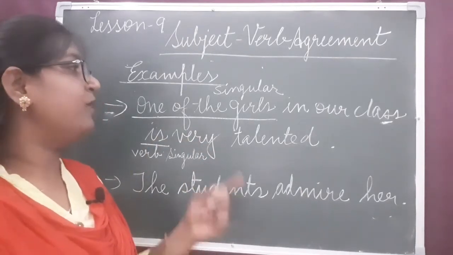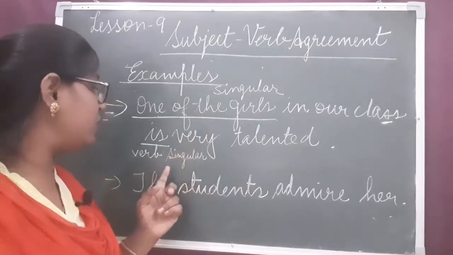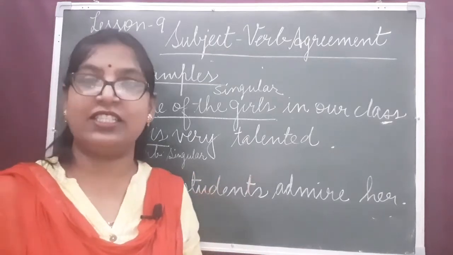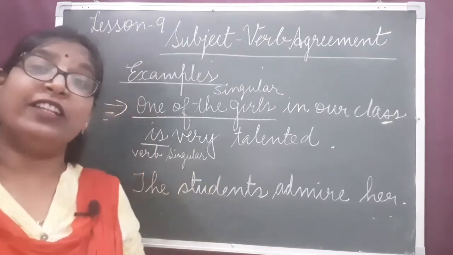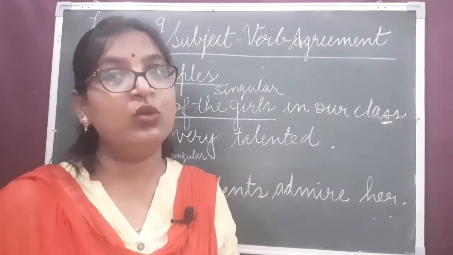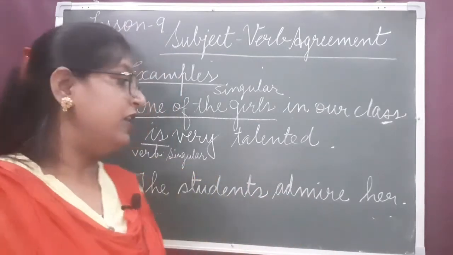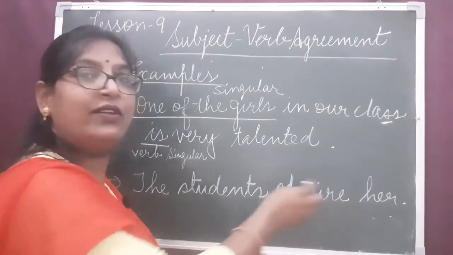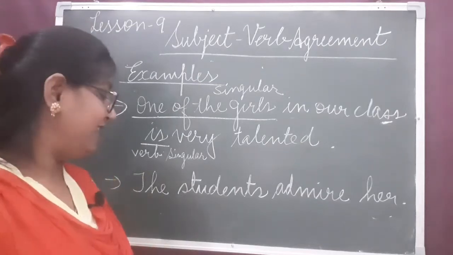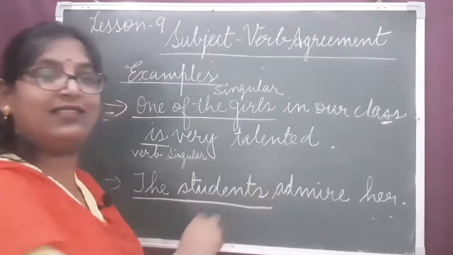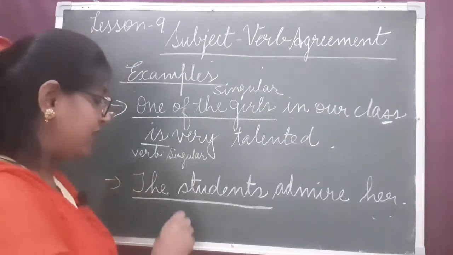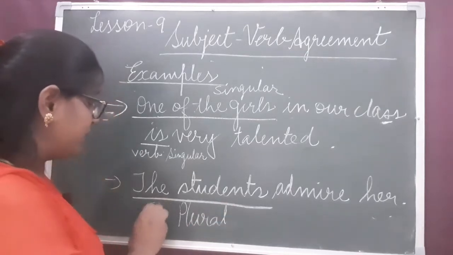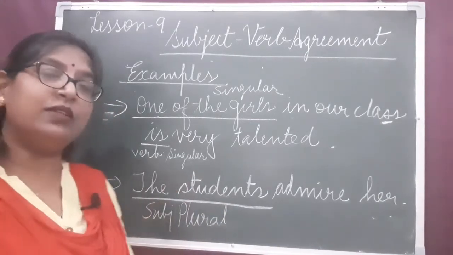So, dear children, when the subject is singular, we use the singular verb. Always remember, when the subject is singular, we use singular verb, and when the subject is plural, we use plural verb. You can see the next example. The students admire her. What is the subject? The subject is the students. What kind of? It is plural in number. The subject is plural in number.